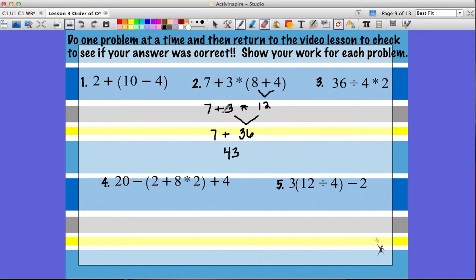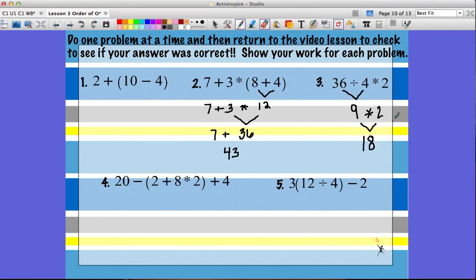Notice if I would have done 7 plus 3 first, that would have given me a completely different answer. But the order of operations told me to do multiplication first, so I end up with 7 plus 36, and when I complete that, I get 43. Now, if you did this incorrectly, please feel free to go back, erase, and fix it, but make sure to try and find where you made your mistake. Go ahead and pause and try number 3, and then when you come back, we can go over that answer.